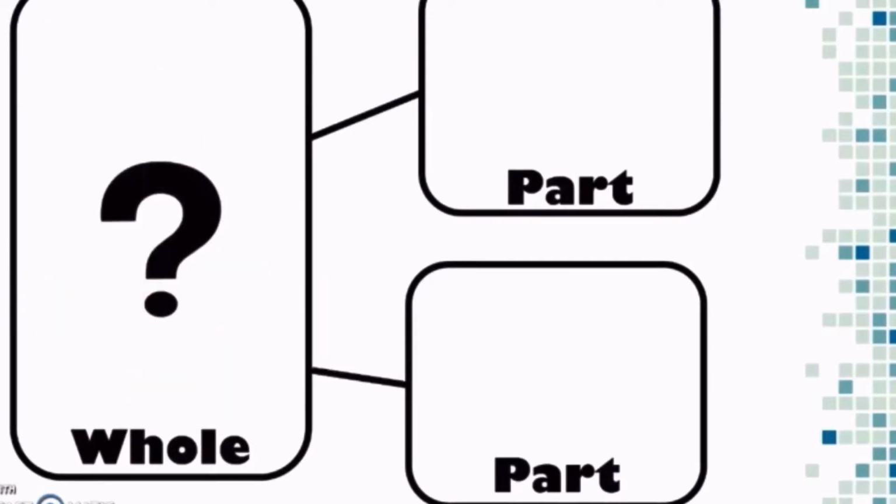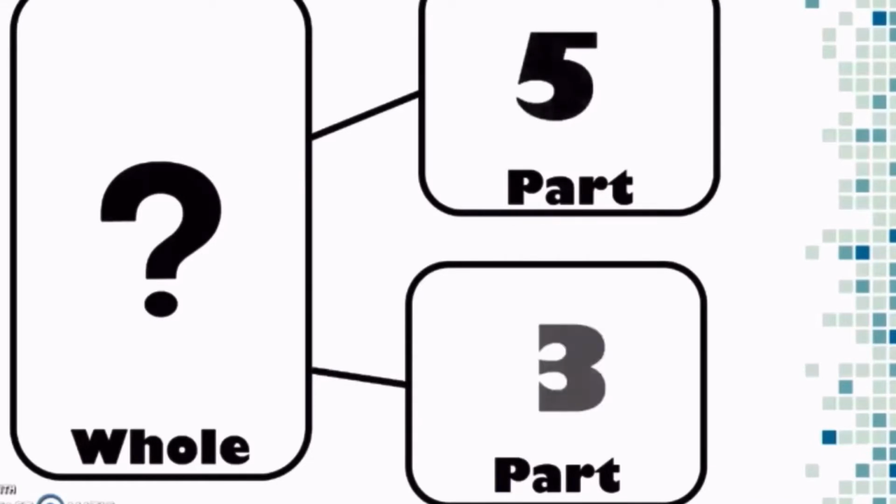Here we have 5 and 3, but this time we are not using manipulatives to represent our thinking. We are only using numbers. So, can you try to figure out what the whole could be? If this were an equation, it would be 5 plus 3. And we know that 5 plus 3 equals 8.